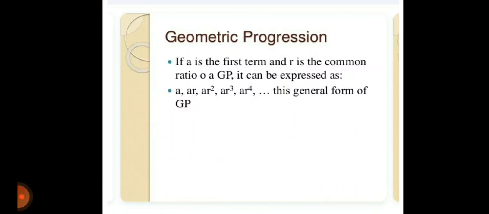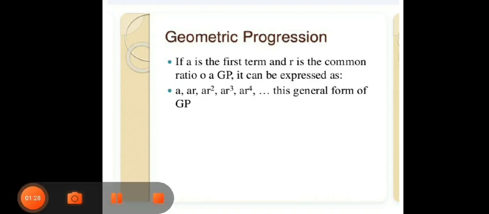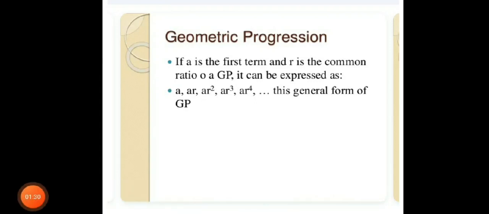Geometric progression in which A is first term, R is common ratio, and its first term is written as A, second term is written as AR, and third term is written as AR square, fourth term is written as AR cube, fifth term is written as AR raised to power 4. And this is the general form of GP.